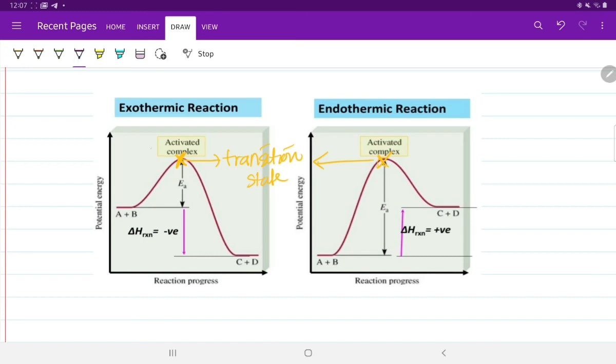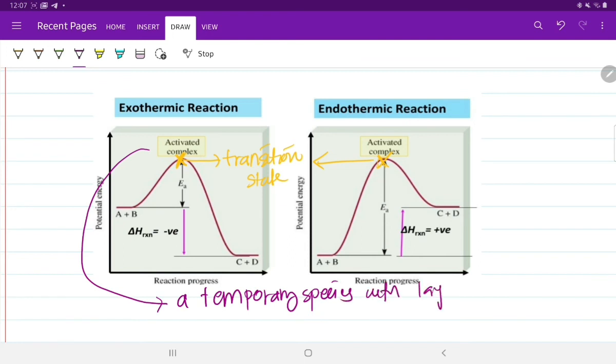Again, I just want to remind you, what is activated complex? A temporary species with large KE and it's very unstable. In the transition state theory, they only want to explain to you about the activated complex which exists at the transition state. You're going to learn more about the transition state later on when you learn about mechanisms in organic chemistry.